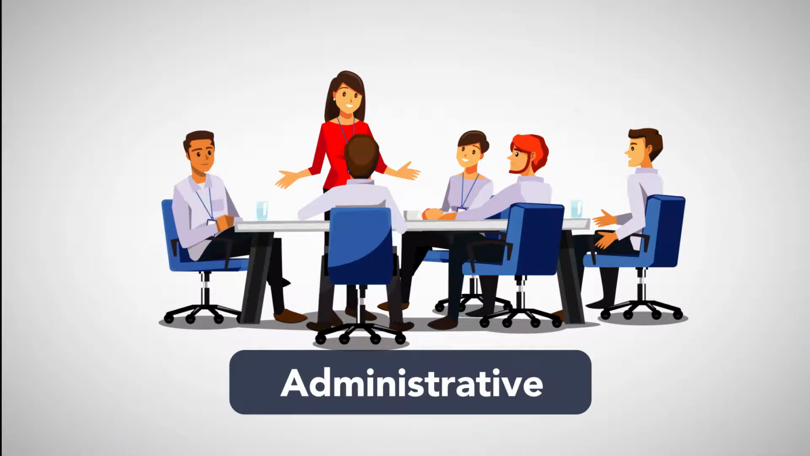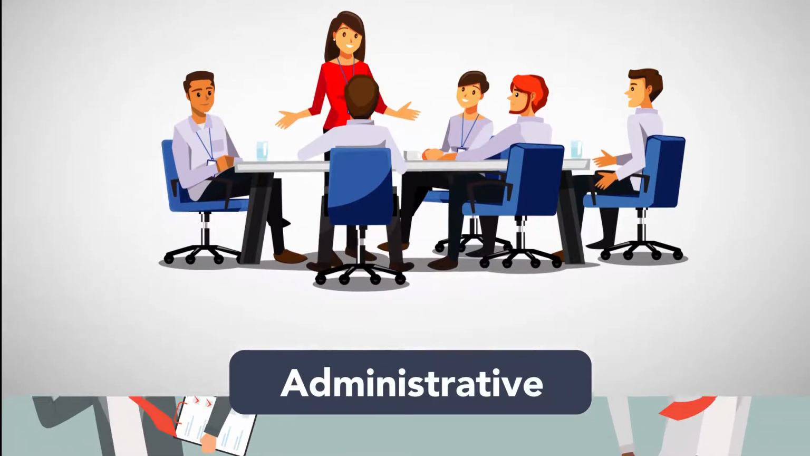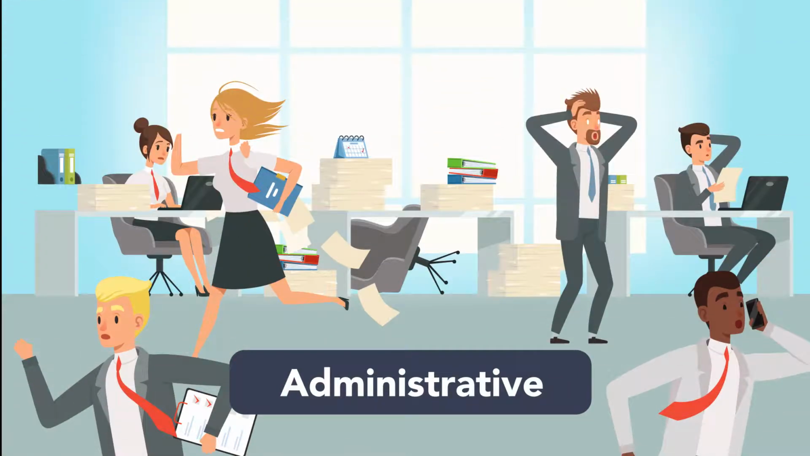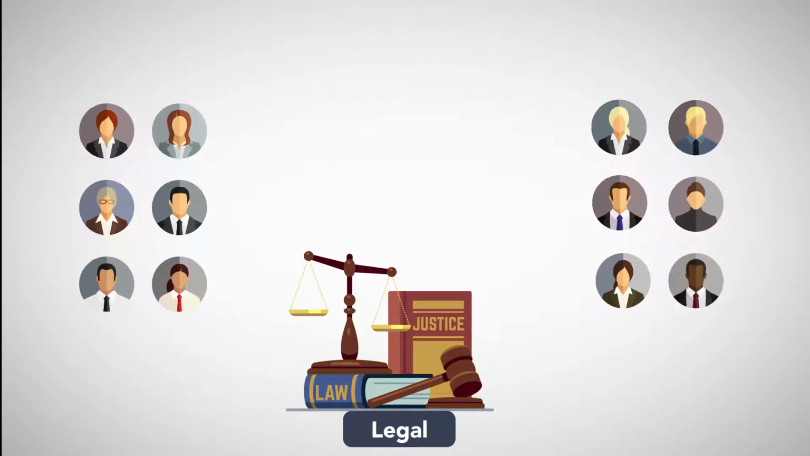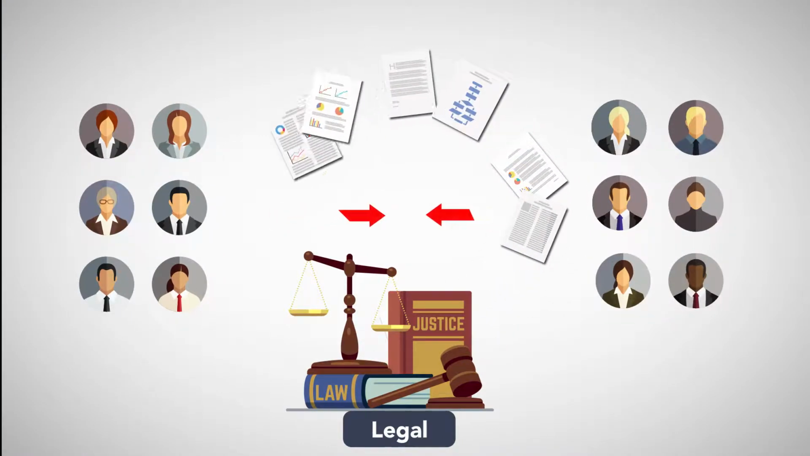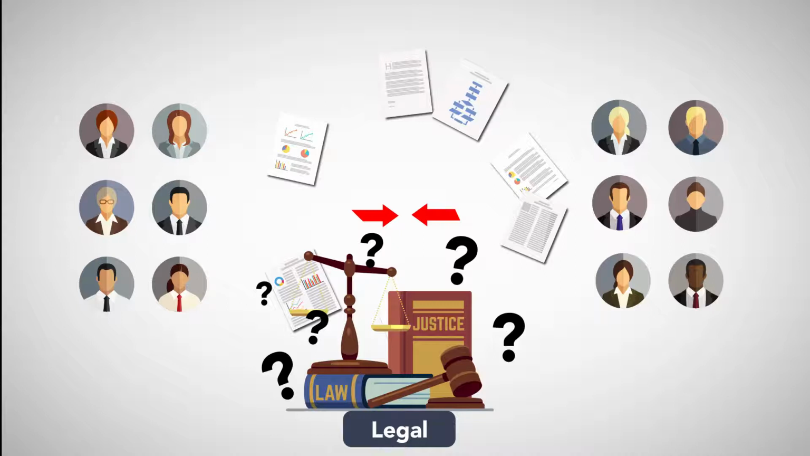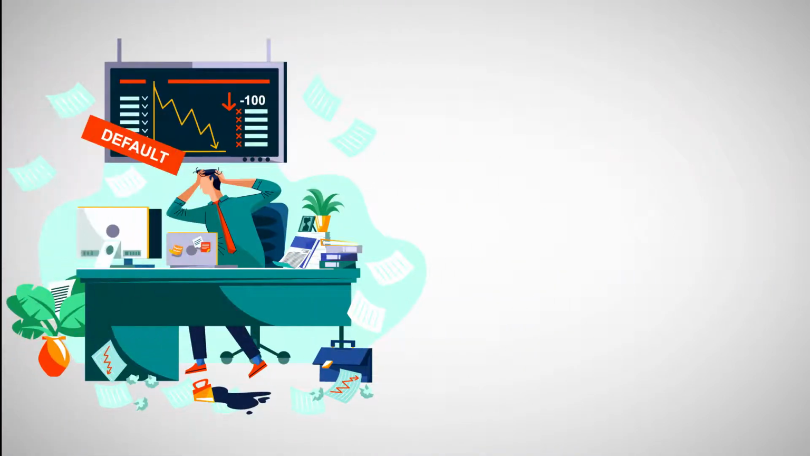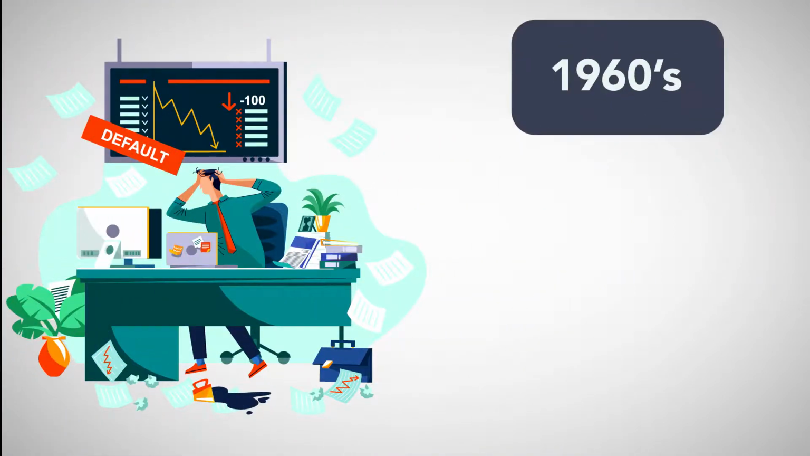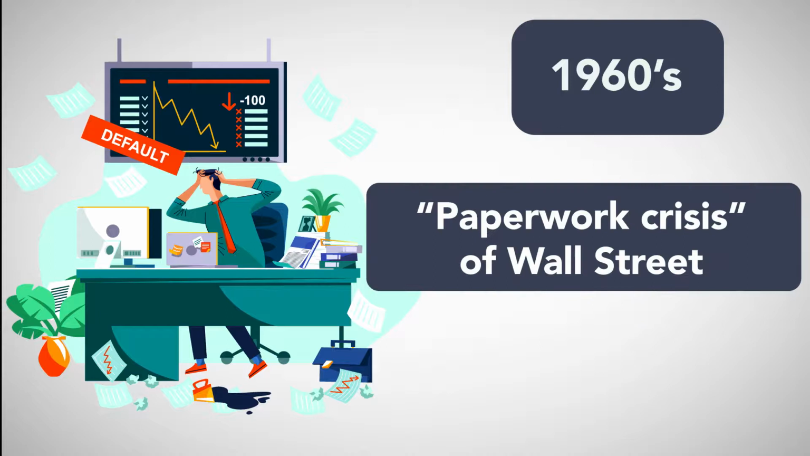Administratively, the process of issuing shares in certificate form makes it difficult for issuers to manage the volume of paper certificates. Legally, because anyone can assume physical possession of a stock certificate, certificates present custody and transfer issues. This is especially true if the certificate is lost or stolen. This is best illustrated by the chaos that happened in the 1960s when stock ownership was purely paper-based. This time is referred to as the paperwork crisis of Wall Street.